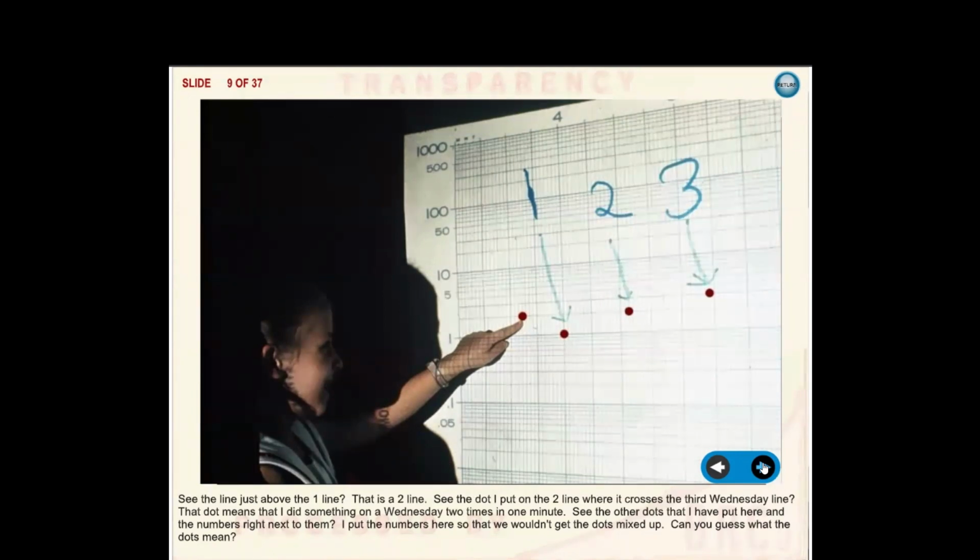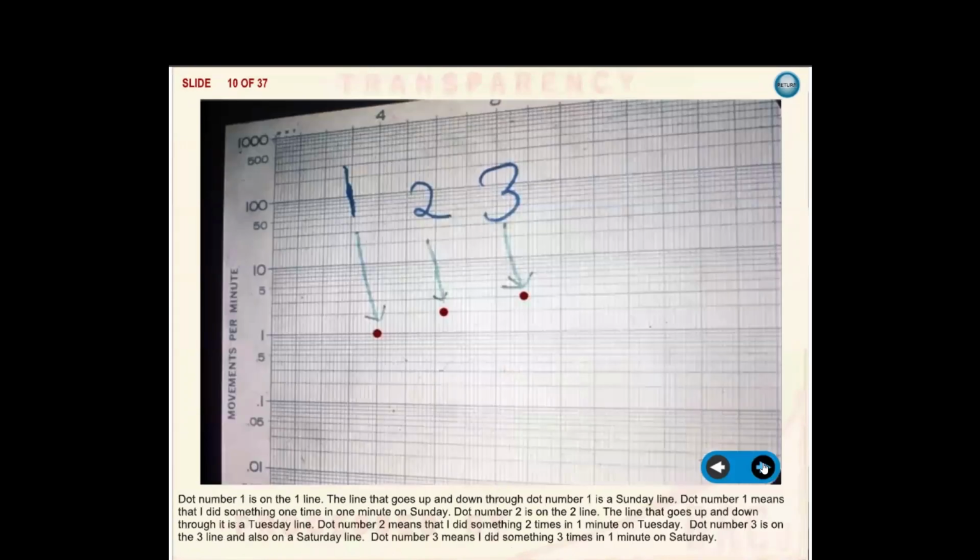Can you guess what the dots mean? Dot number 1 is on the 1 line. The line that goes up and down through dot number 1 is a Sunday line. Dot number 1 means that I did something one time in 1 minute on Sunday. Dot number 2 is on the 2 line. The line that goes up and down through it is a Tuesday line. Dot number 2 means that I did something 2 times in 1 minute on Tuesday. Dot number 3 is on the 3 line and also on a Saturday line. Dot number 3 means that I did something 3 times in 1 minute on Saturday.